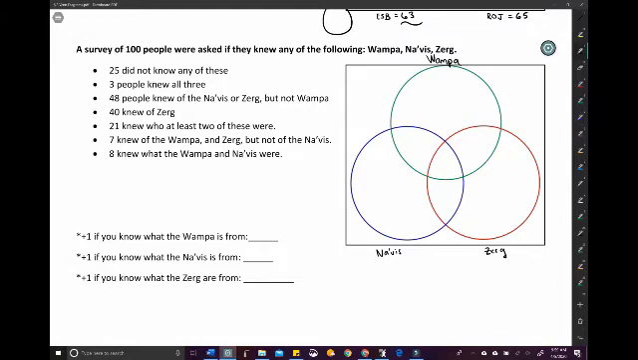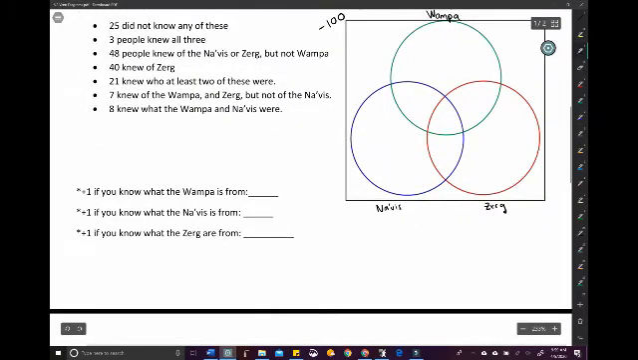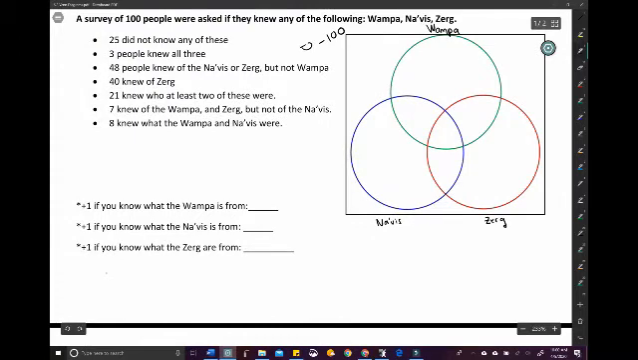Survey of 100. Survey says, okay, if they knew what any of the following were: Wampa, Navis, and Zerg. If you don't know what those are, you can look them up on your computer. If you do, congrats. 25 did not know of any of these, so 25 hanging out outside there. 3 knew all 3. That is convenient.